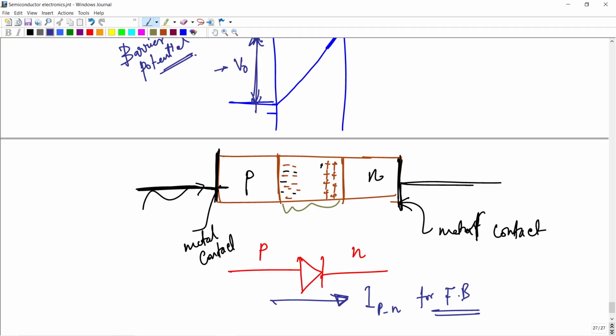So today in the class we covered the basic idea of what a junction is and how to combine an n-type semiconductor with a p-type semiconductor. That's the end of today's class.